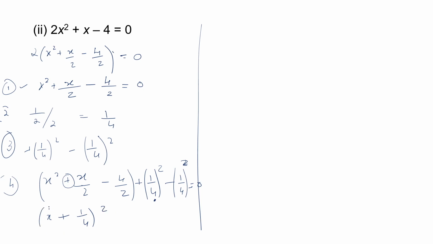Now expand this: a square, 2ab and b square. So what is left out? This 2. So minus 4 by 2 minus (1 by 4) whole square equal to 0. So I have done these 4 steps which I have explained. Just listen to this. After expanding we get all these 3 terms and we have to take the remaining terms and group them over here. Okay.